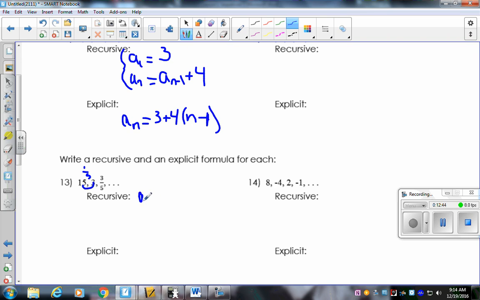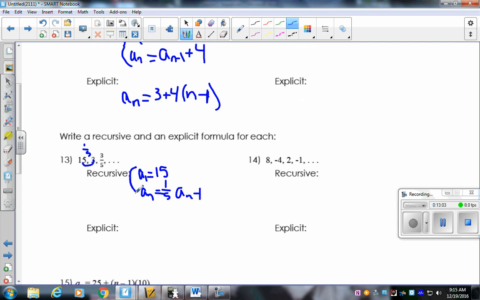So for recursive, I write it as 2 lines. I write my first number is 15. Okay, and then my second line, I'm saying, okay, take that ratio, which we decided was 1/5, and multiply it times a sub n minus 1. So that's saying to get the next number, just multiply it by that. And then fancy brackets. Yep.